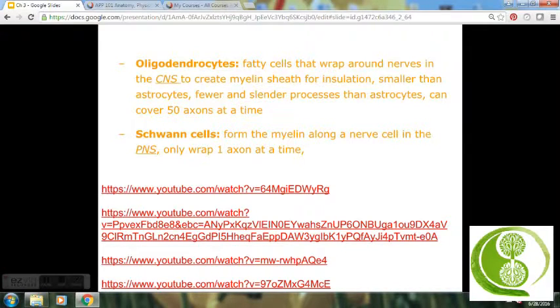Then finally we have Schwann cells. These are the ones that we saw along the axon of the nerve cell, of the neuron itself. This is what forms the myelin around the nerve cell, and it's in the peripheral nervous system, and it can only wrap on one axon at a time. So with that, we have 4 videos for you to go watch. I'll let you watch those, and then we'll come back and continue on.